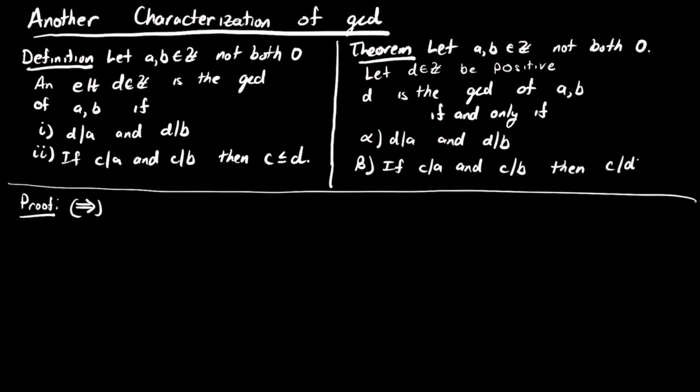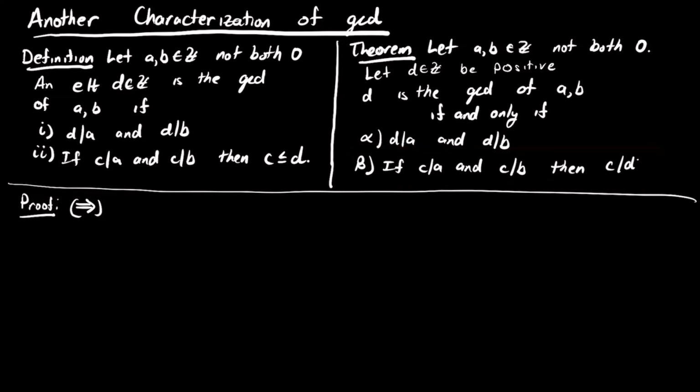So we're going to prove the following theorem. We'll assume that A and B are integers that are not both 0 and D is a positive integer. We're going to show that D being the GCD of A and B is equivalent to conditions alpha and beta. And condition alpha probably looks familiar because condition alpha is just the same as condition 1 on the left-hand side. But condition beta is a little bit more friendly in terms of divisibility. It says if C divides A and C divides B, then C divides D, instead of the C less than or equal to D condition.